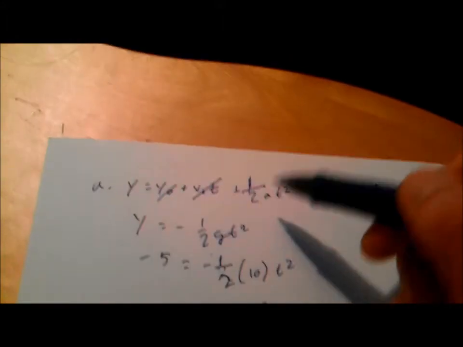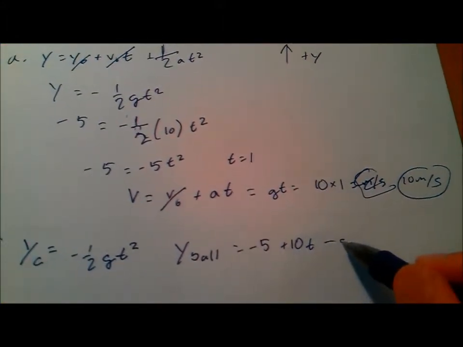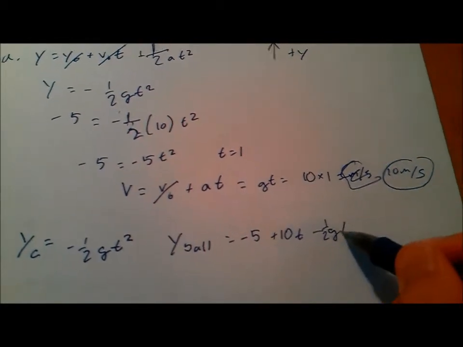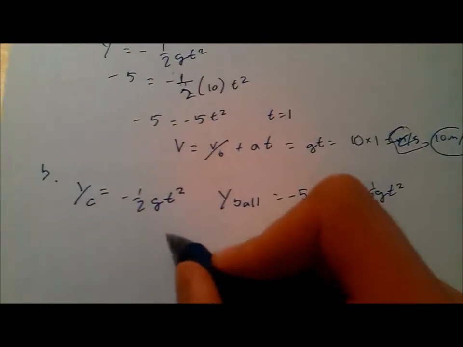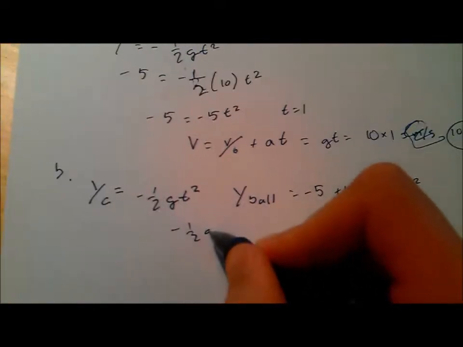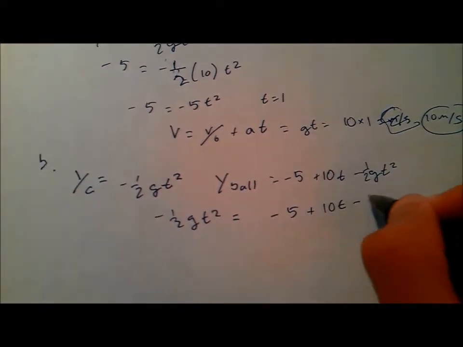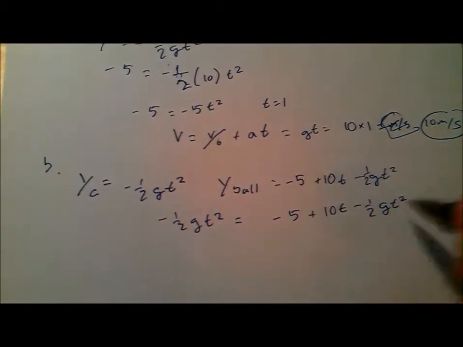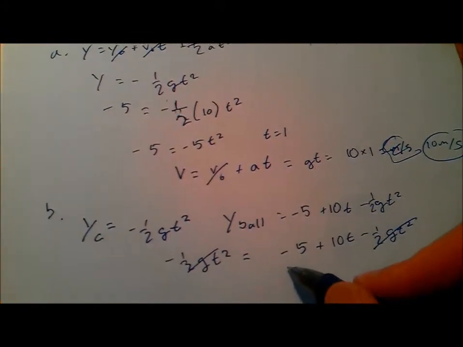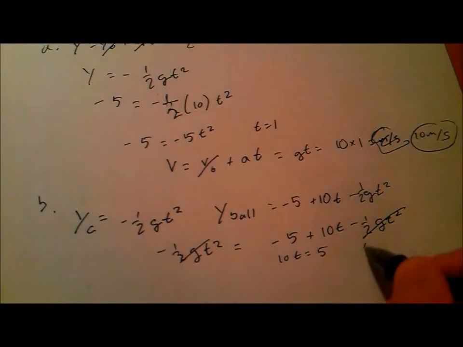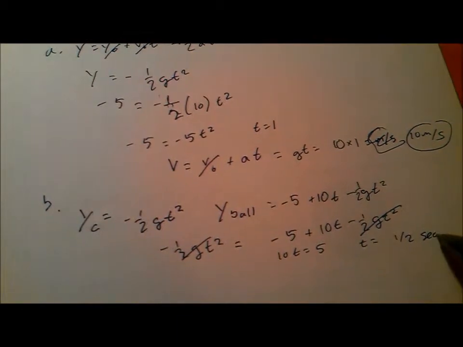We're just using this equation again. Velocity is 10 as we saw before. And then the acceleration term is negative 1/2 g t squared. And now we set these equal to each other in order to get what time they collide. Negative 1/2 g t squared equals negative 5 plus 10t minus 1/2 g t squared. And those two cancel out. So 10t equals 5, and t equals 1/2 seconds.